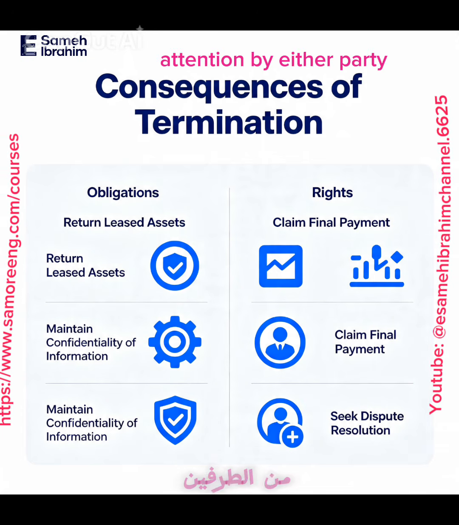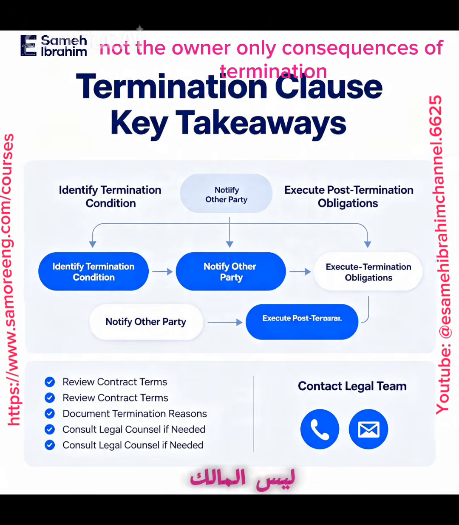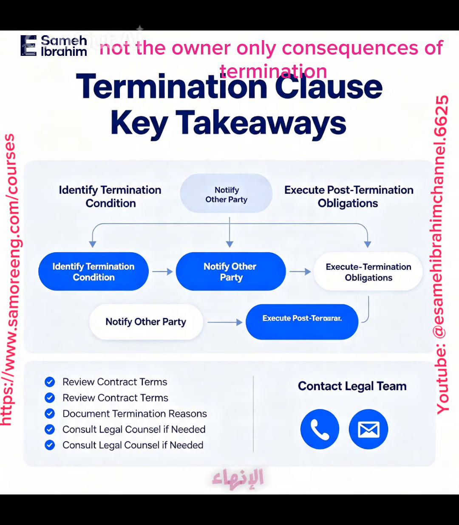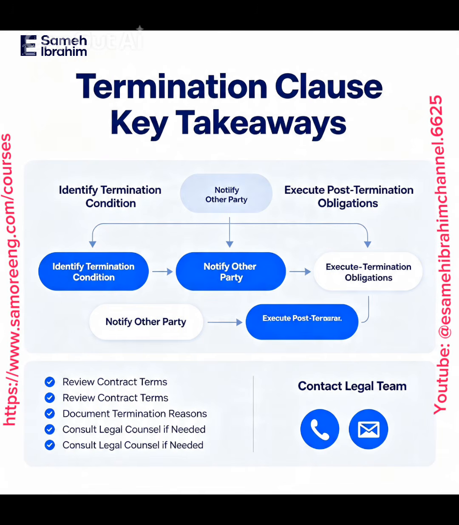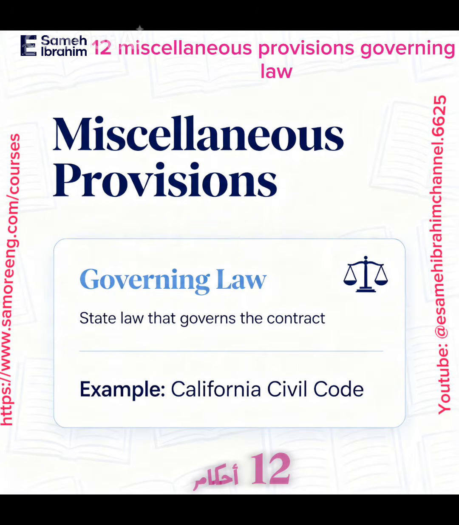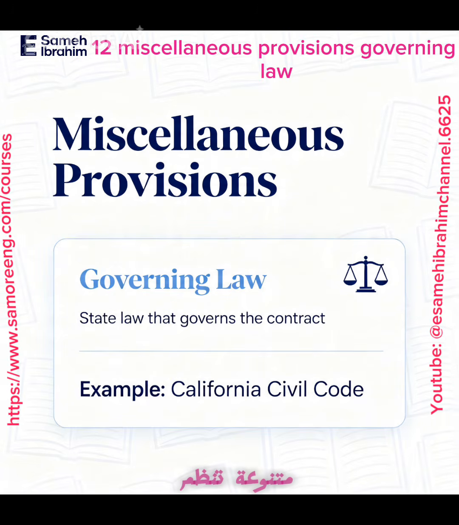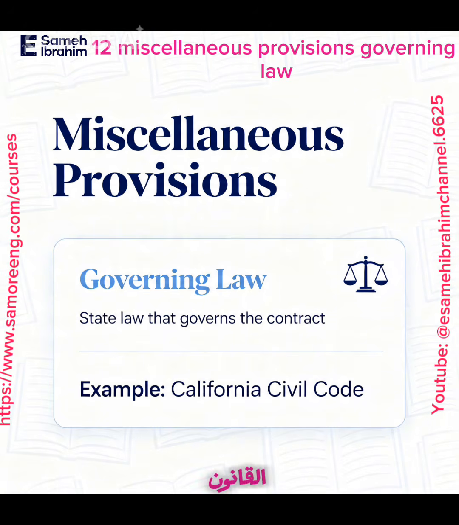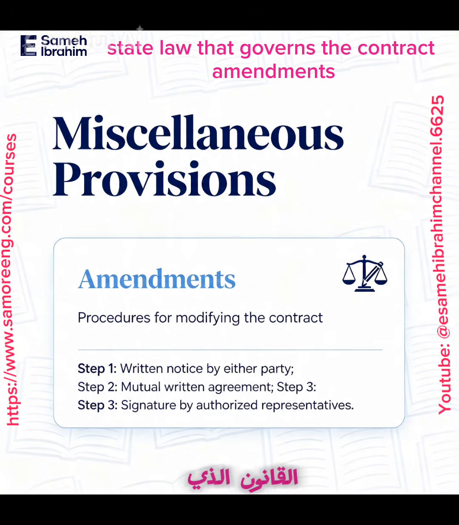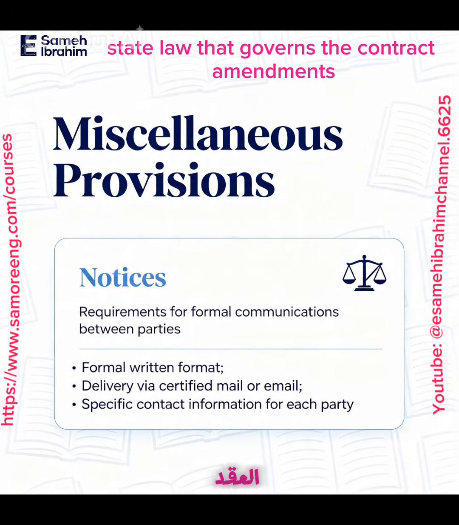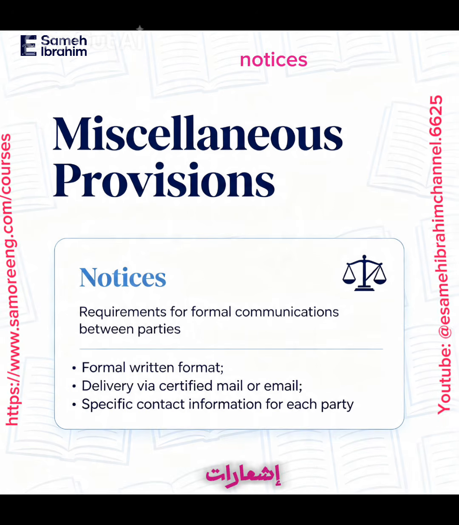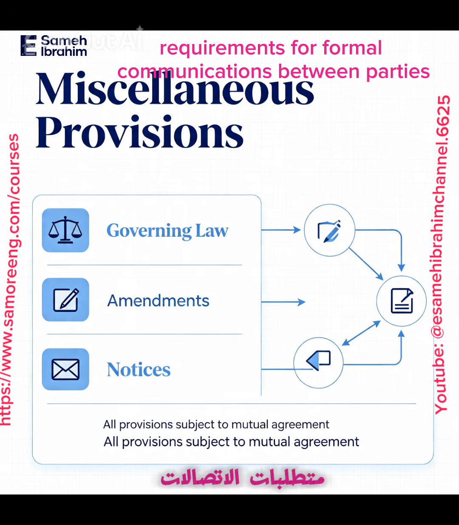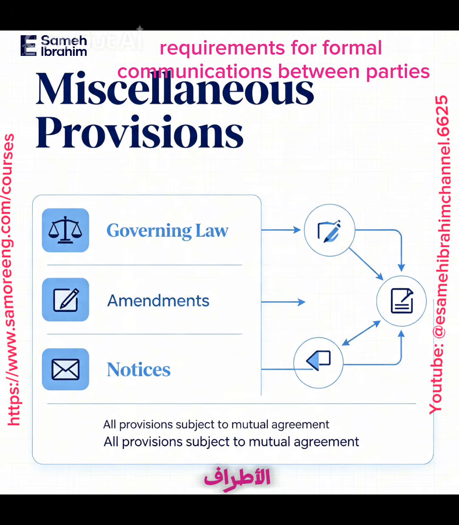Termination should be available to either party, not the owner only. Consequences of termination: obligations and rights upon termination. 12. Miscellaneous provisions. Governing law: state law that governs the contract. Amendments: procedures for modifying the contract. Notices: requirements for formal communications between parties.